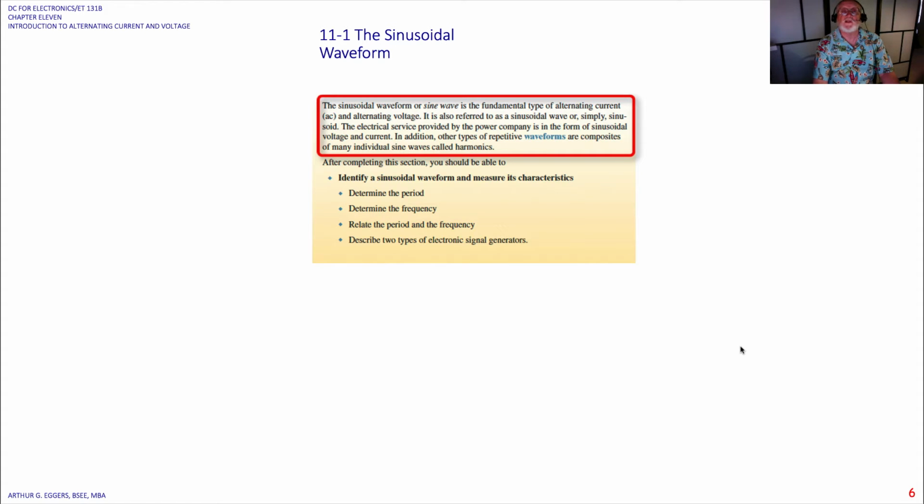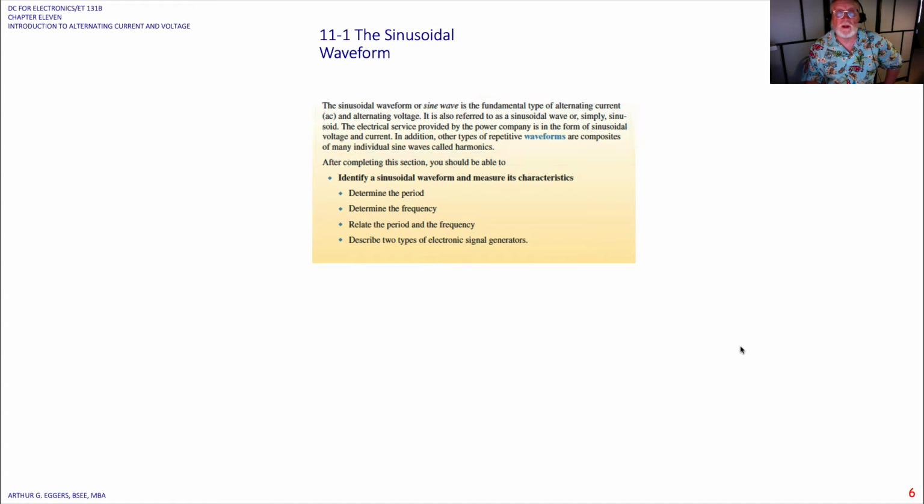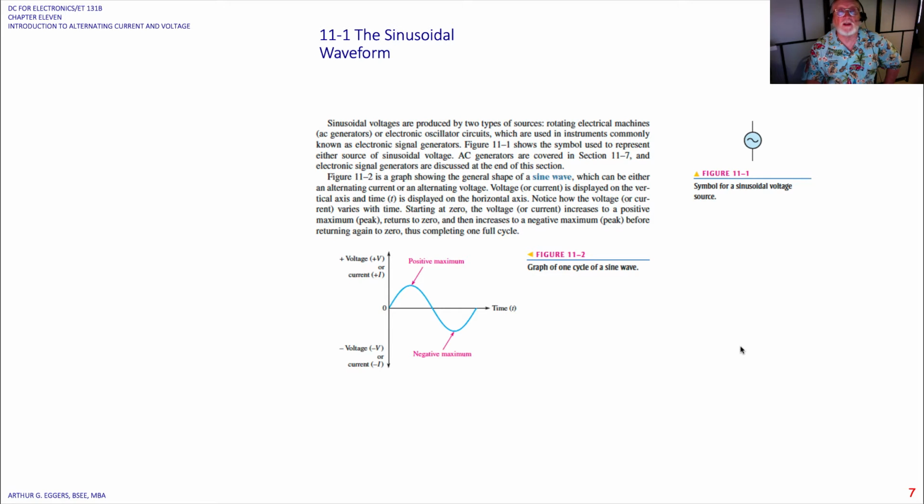The electrical service provided by the power company is in the form of a sinusoidal voltage and current. In addition, other types of repetitive waveforms are composites of many individual sine waves, and we call those harmonics. And we will learn as we go along how you can dissect the harmonics and determine what the fundamental and each of the individual harmonics are and look like.